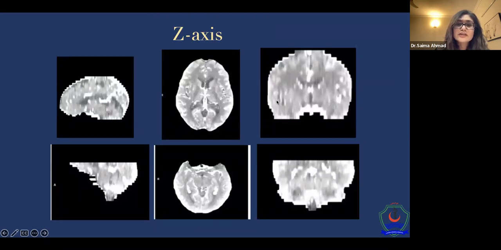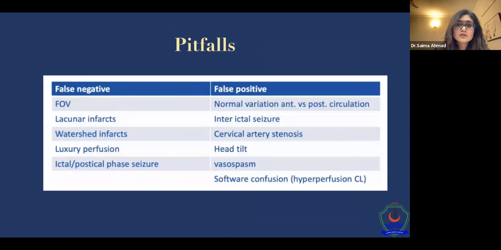In the upper row, there is a proper coverage covering the whole MCA territory, but in the lower row, the whole MCA territory is not covered. And if you draw the graph from this, you miss many points, and then the graph will be incorrect. So these are a few of the pitfalls, false negatives and false positives.